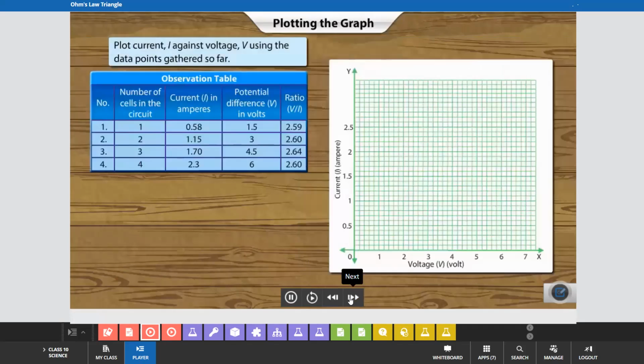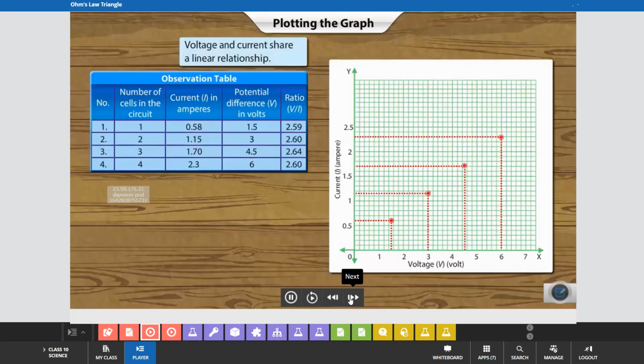Take the independent variable, that is voltage V, on the x-axis and the dependent variable current, I, on the y-axis. Plot the points to find out the ratio of V upon I. If we plot current against voltage on a graph, we get a straight line. This shows that as the voltage is increased, the current also increases.